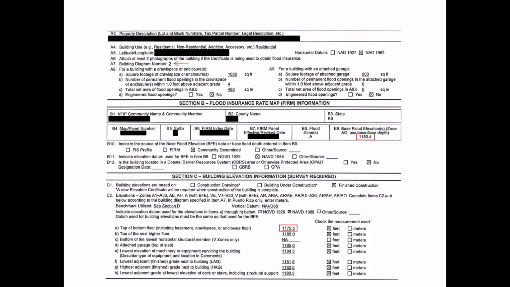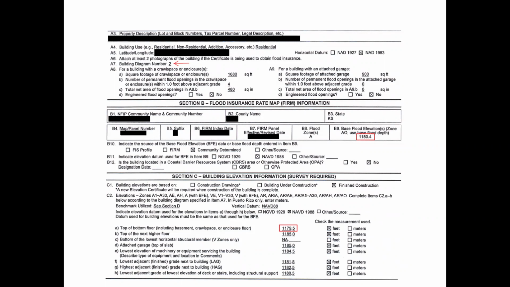And then C2F, luckily the lowest adjacent grade is at 1181.8, so if everything here is correct, at the very least the lowest adjacent grade is above the base flood elevation, and they should file for a LOMA and hopefully include a sketch about the intervening higher ground that might help support the approval of that LOMA. And so again, getting a letter of map change is a valid way of dealing with these issues, and we've had them help us get out of compliance issues that would have otherwise required major retrofits and elevation of structures.